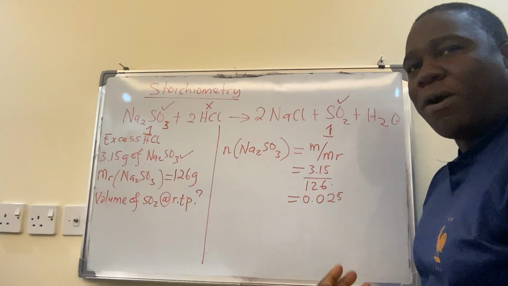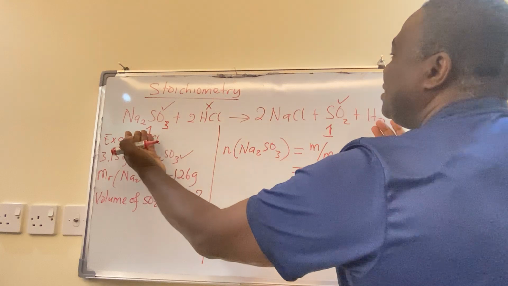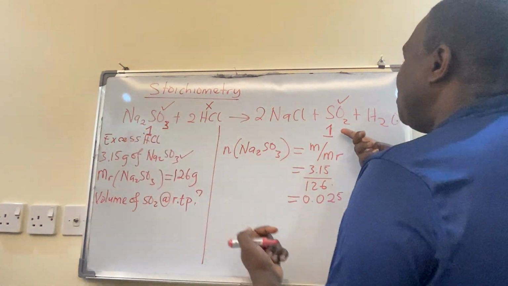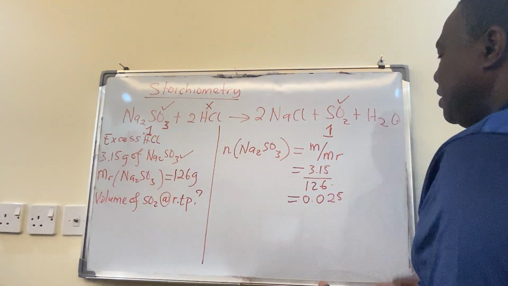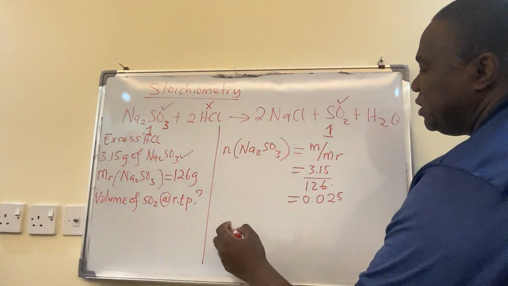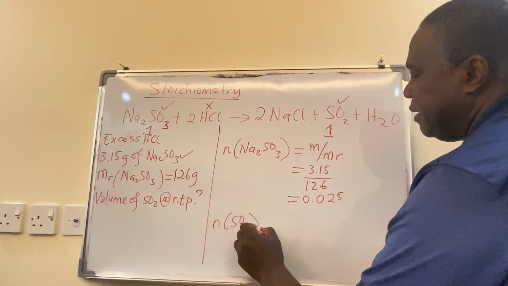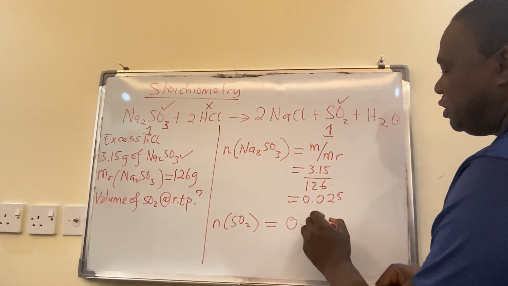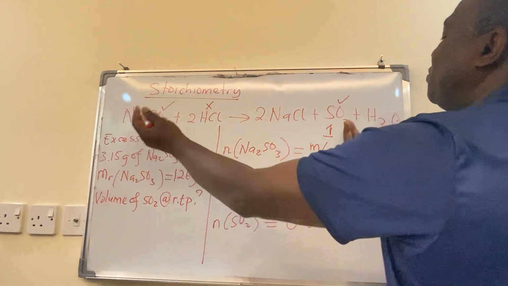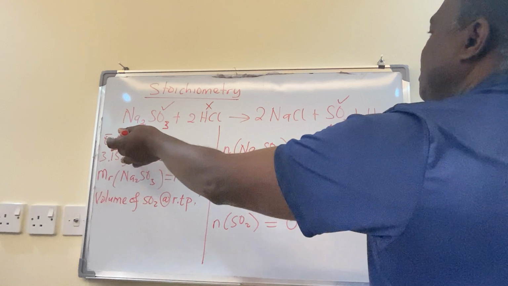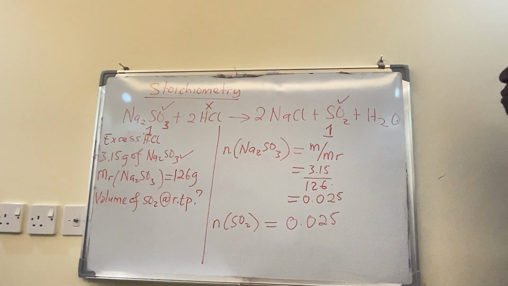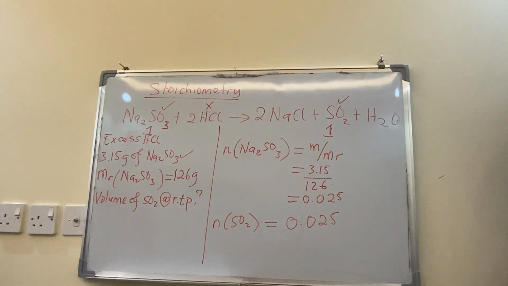But according to our chemical reaction, the ratio is 1 mole of sodium sulfite will always give you 1 mole of sulfur dioxide. So from the equation, the number of moles of sulfur dioxide is also going to be equal to 0.025, because stoichiometry is fixed here. 1 mole of sodium sulfite will give you 1 mole of sulfur dioxide. But we want the volume of sulfur dioxide produced at RTP.